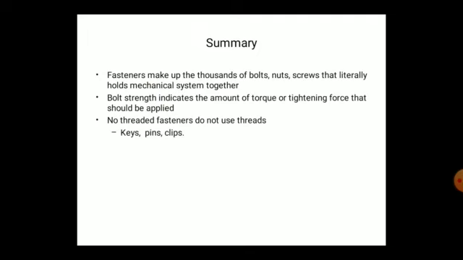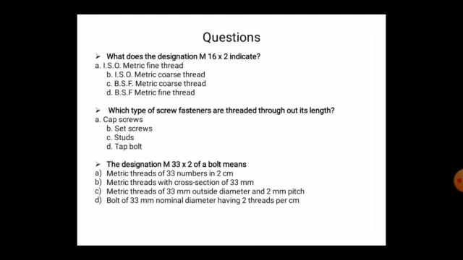Bolt strain indicates the amount of torque or tightening force that should be applied. And the last one is that non-threaded fasteners do not use thread. They do not have threads on them. These are some keys, pins, and clips. They are used in coupling type arrangements or engine-like portions. Here there are no threads and they are fitted for temporary purposes. So this is all about your fasteners.